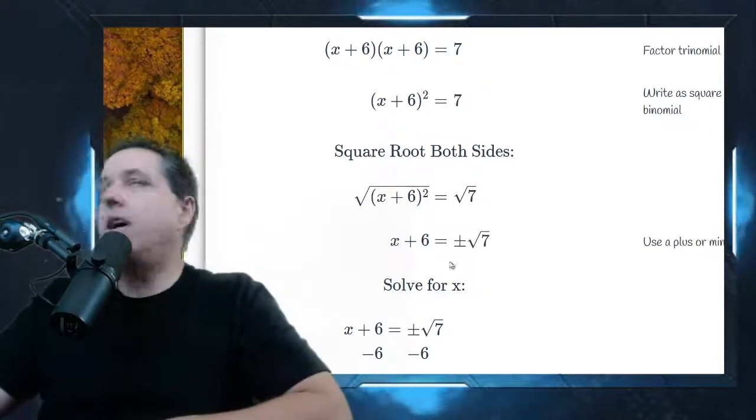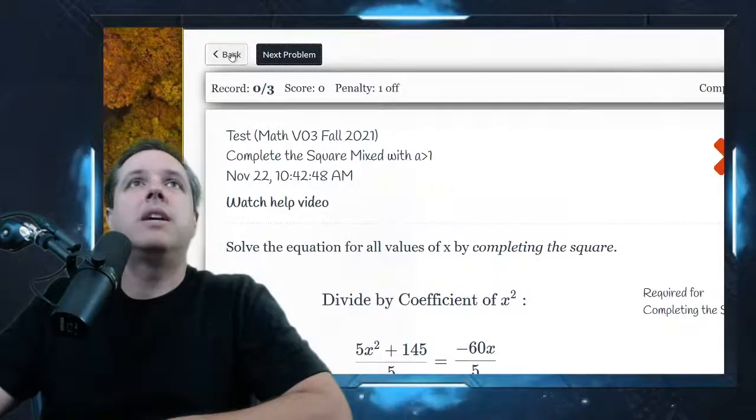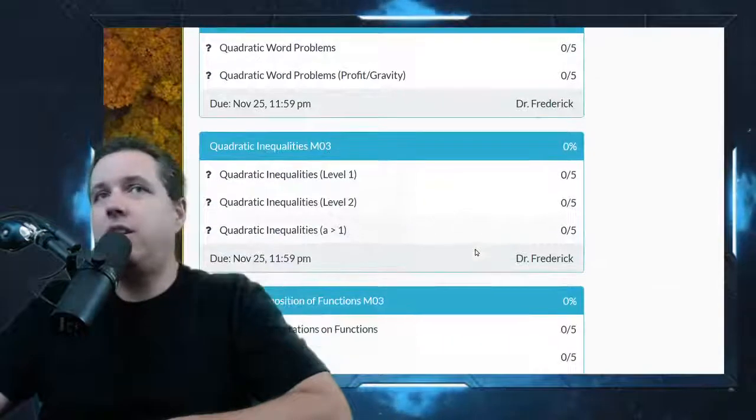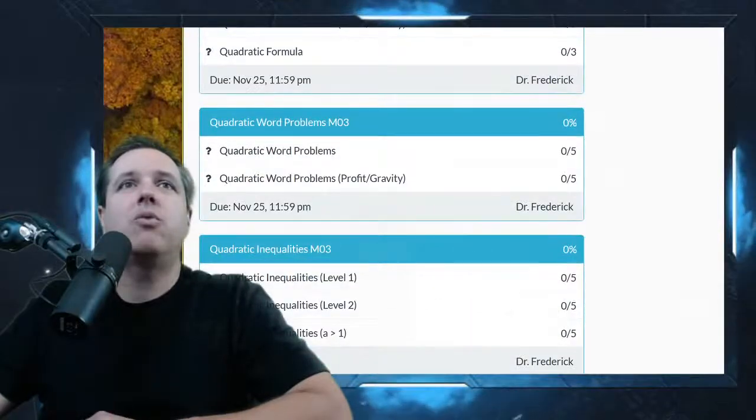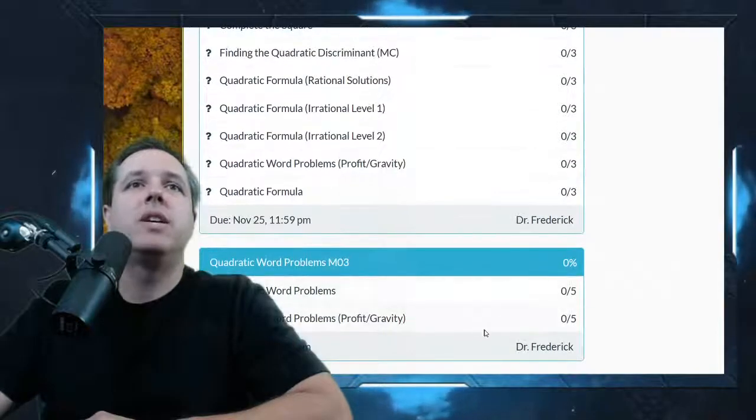Let's see. Quadratic inequalities. Let's take a look. So there's a question here about homework coming up. Quadratic inequalities due November 25th.